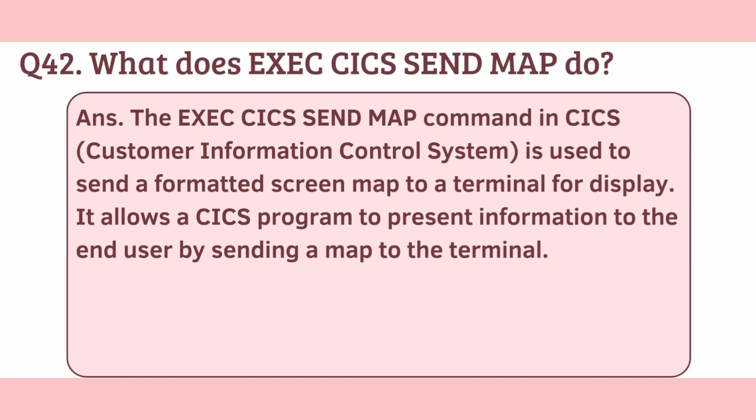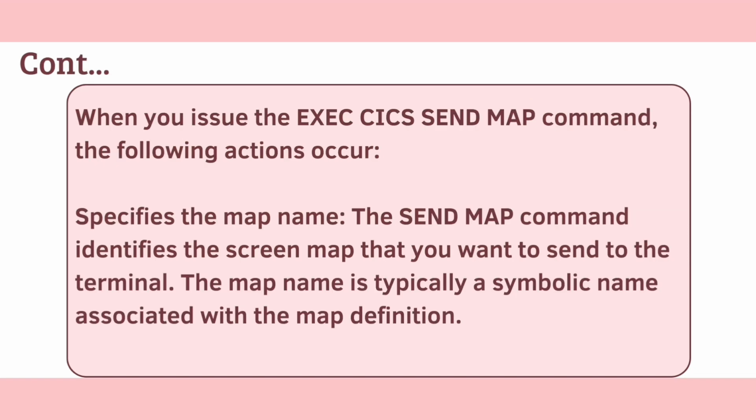What does the XCTL send map command do? The answer is: the XCTL send map command in KICKS is used to send a formatted screen map to a terminal for display. It allows a KICKS program to present information to the end user by sending a map to the terminal. When you issue the XCTL send map command, the actions take place which I have mentioned here.